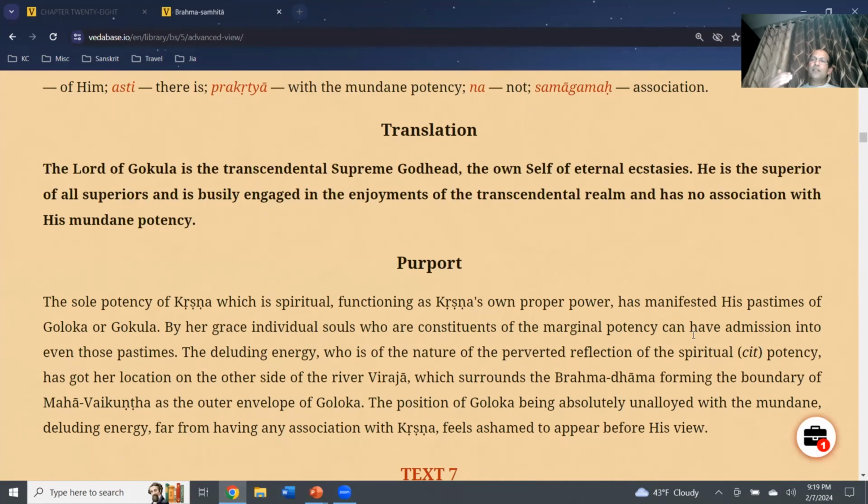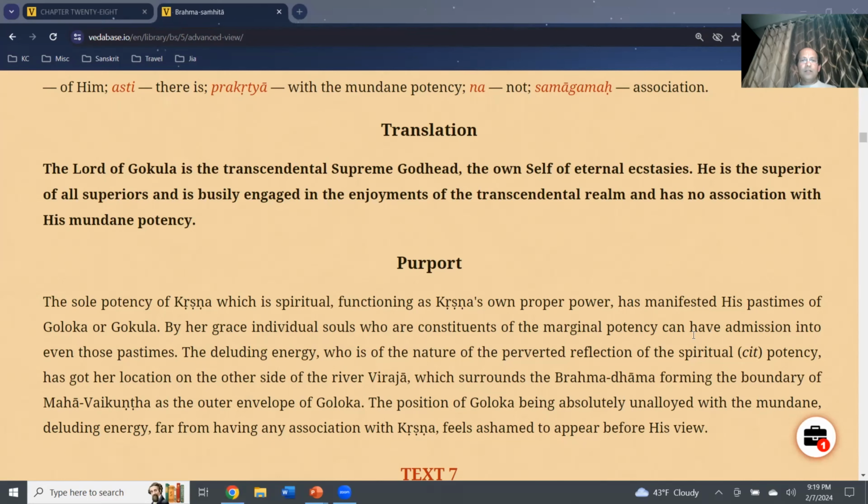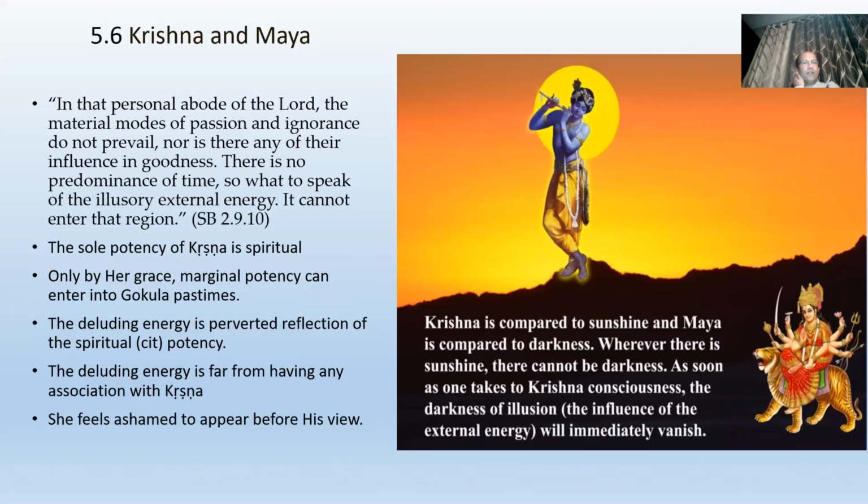The mundane potency is called a reflection of that potency, because the spiritual realm, including Goloka Vrindavan, the Vaikuntha planets and Brahma Jyoti, is all surrounded by the Viraja river. And beyond, on the other side of the Viraja river, there is a reflection of that, which is the material energy. Kṛṣṇa is never in direct association with that material energy.